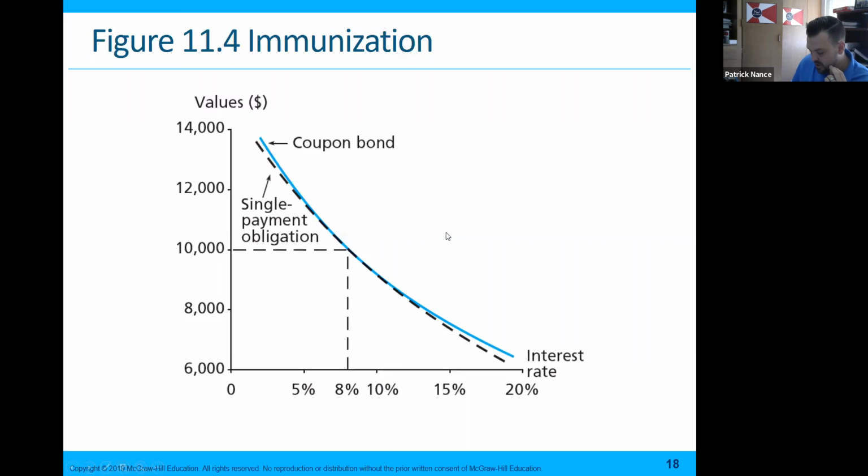value. Here's another example of immunization. It shows kind of what the goal is. Effectively, the goal would be to keep along this line as close as possible, which obviously is the way the graph is. So the coupon bond fully funds the obligation at an interest rate of 8%. Moreover, the present value curves are tangent at 8%, so the obligation will remain fully funded even if rates change by a small amount.